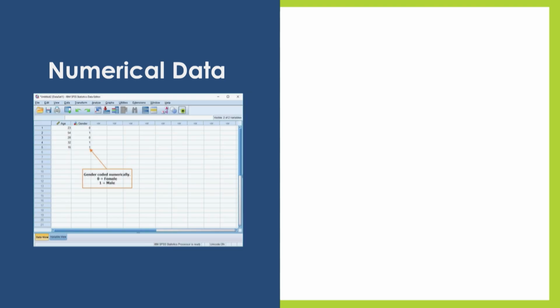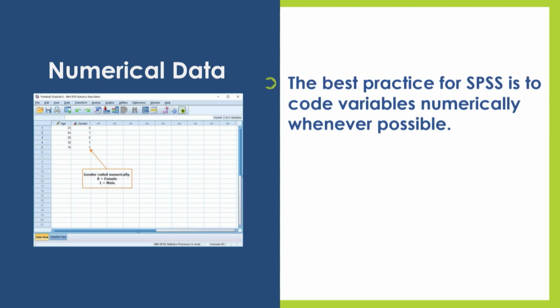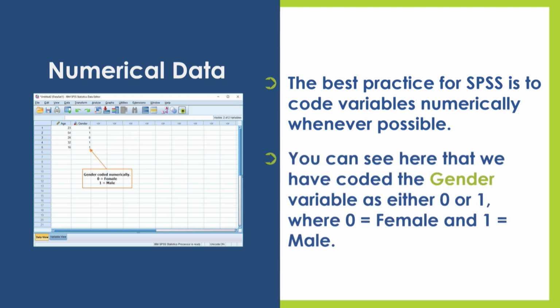Numeric data. The best practice for the SPSS package is to code variables numerically whenever possible. You can see here that we have coded the gender variable as 0 or 1, where 0 is for female and 1 is for male.